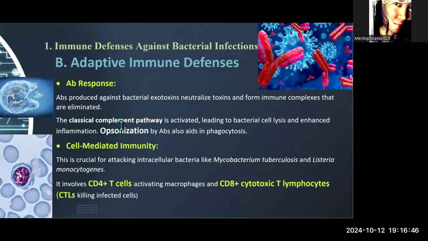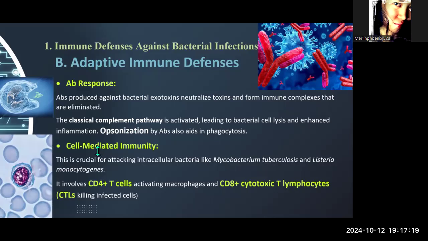For the adaptive immune defenses, we have antibody responses and cell-mediated immunity. Antibodies neutralize bacterial exotoxins and form immune complexes for elimination. The classical complement pathway is activated, leading to bacterial cell destruction or lysis and increased inflammation. Antibodies also enhance phagocytosis through opsonization.